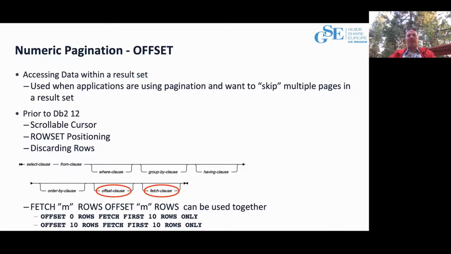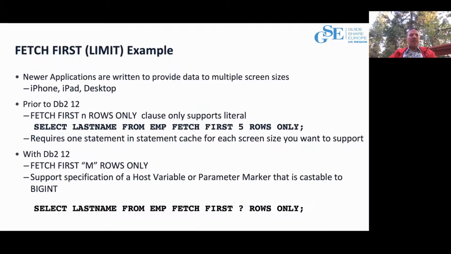You might say, well, wasn't there a fetch n rows clause before? And there was, but n was a constant. So that meant that you had to code fetch 10 rows, fetch 20 rows, and fetch 30 rows as different SQL statements. And now you can use either a host variable or parameter marker there. So this example just shows you can say fetch first 5 rows previously, and now you can use a parameter marker to do that.